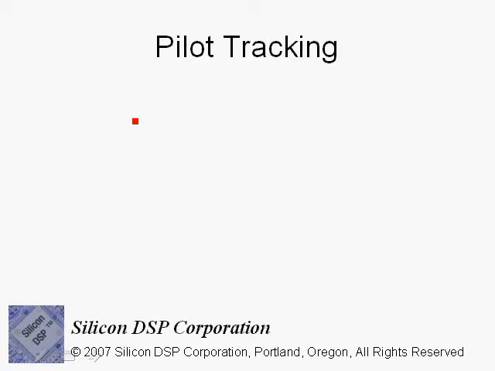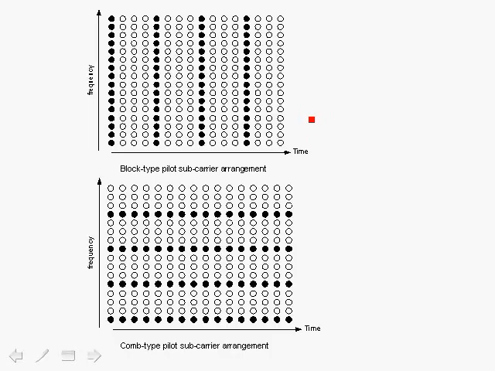I will also go over the pilot allocation scheme used in 802.16-2004 in the OFDMA Metropolitan Wide Area Network. Here we show two schemes that can be used for allocation of pilots in an OFDM system.